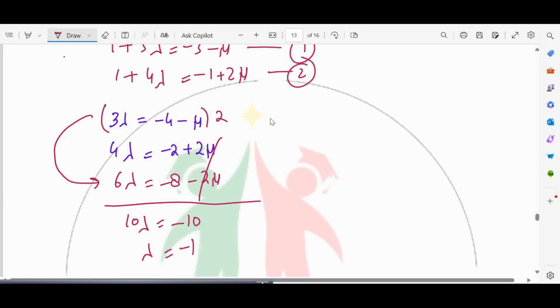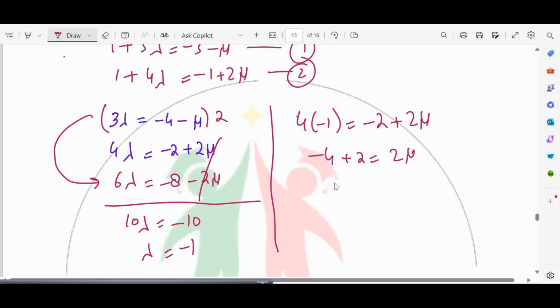Just put it in any of the equations. What will be the answer? This will be 4 into minus 1 is equals to minus 2 plus 2 mu. So this will be minus 4 plus 2 is equals to 2 mu, and minus 2 is equals to 2 mu, and mu is equals to minus 1.